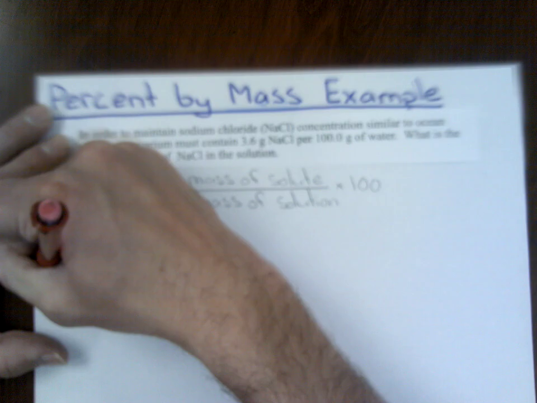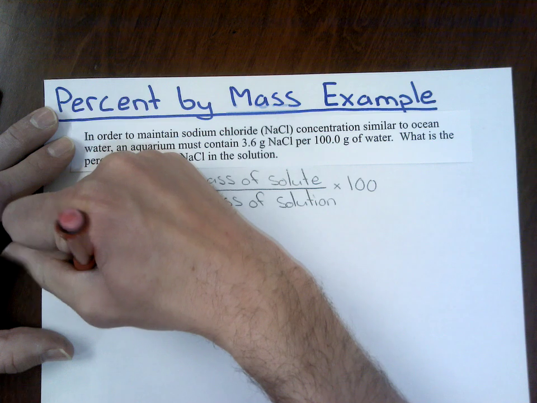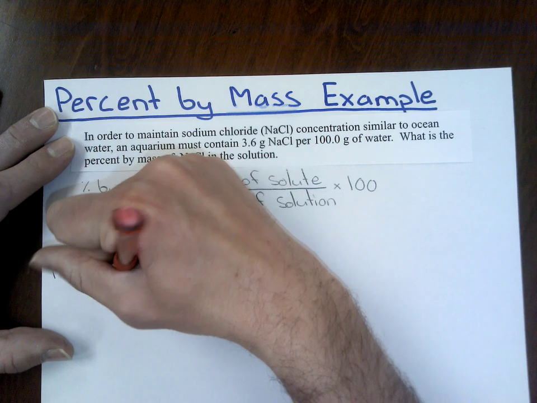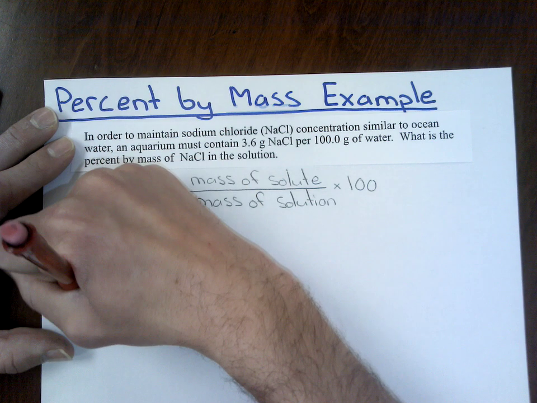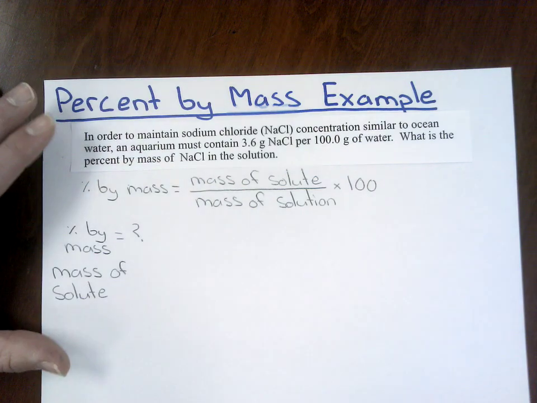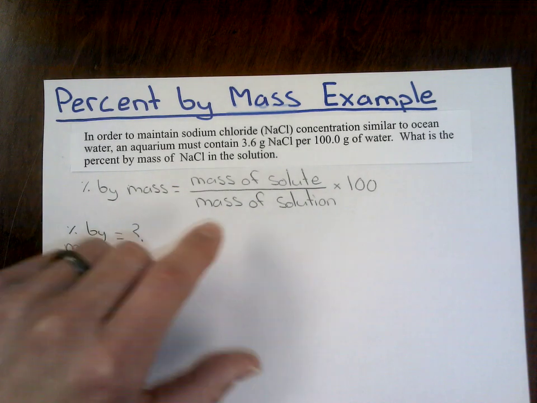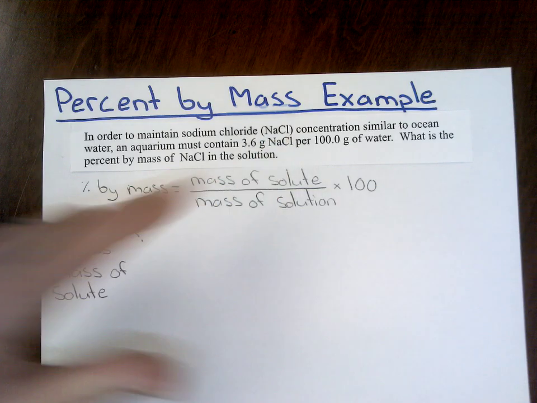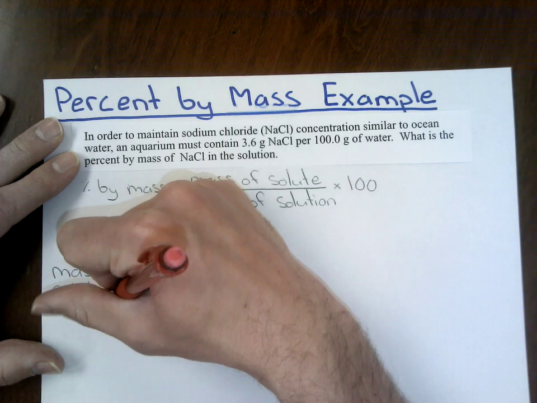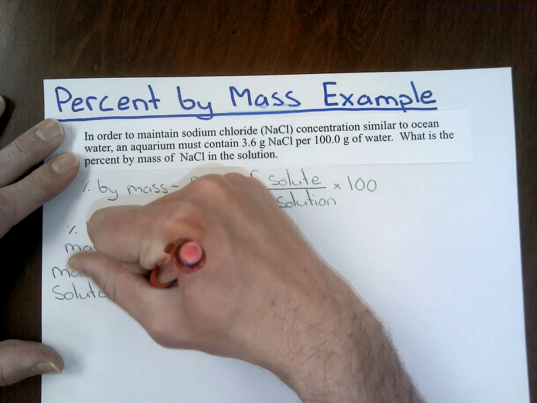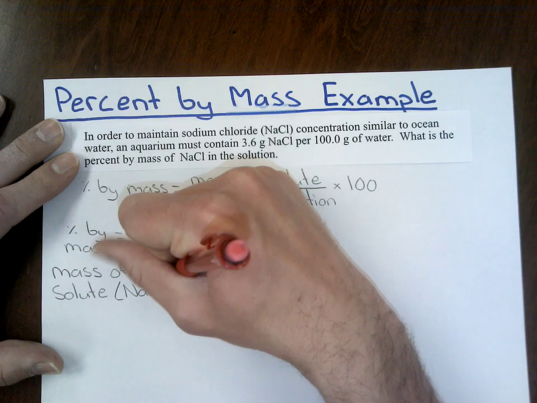Now, the mass of the solute. We have to do a little work here, but remember, the solute is the substance that is being dissolved. So the mass of the solute is going to be the mass of NaCl, because in this case, NaCl, or sodium chloride, is being dissolved.